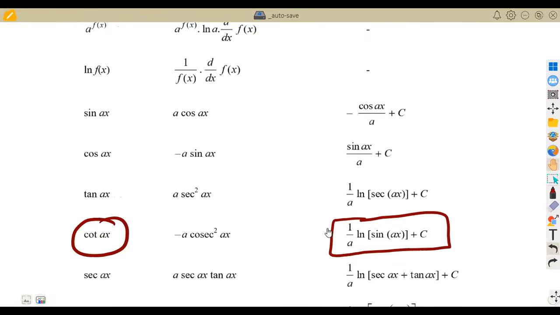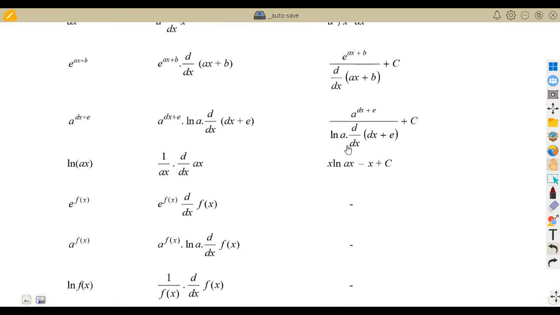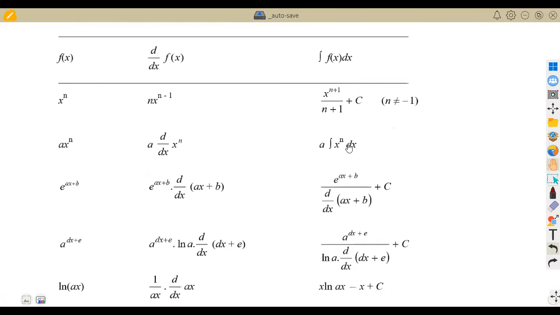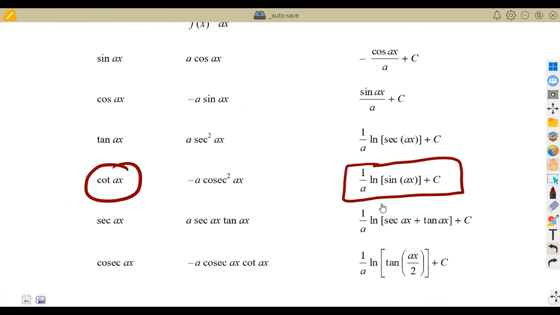Okay, guys, here, cot is this one. These are the integrals. If we check here on top, this one on top here. So the integral of cot ax is this one: 1/a, the ln of this part, and so forth. This is cot, not cot squared, but just cot as it is. So I'm going to take this integral as it is, all right?